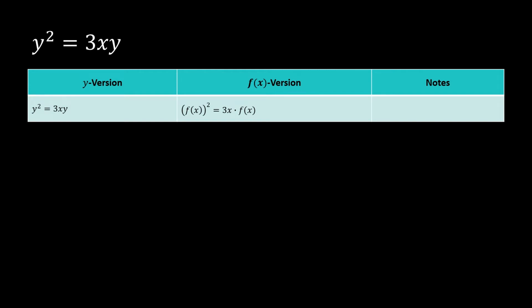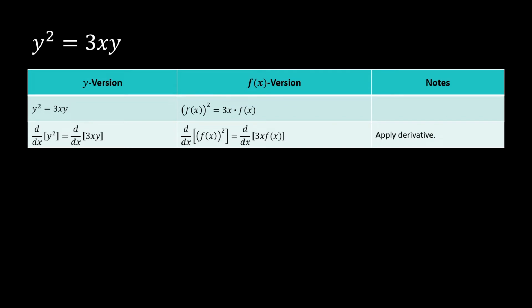So let's move forward. First thing we're going to do is take the derivative, right? So we have this d over dx. This is the derivative action, and all I'm saying is, okay, I'm going to take the derivative of y squared, and I have to do it to both sides, so I'm also taking the derivative of 3xy. And over here, same deal, but now instead of y, I have f of x. So f of x squared and 3 times x times f of x, right?